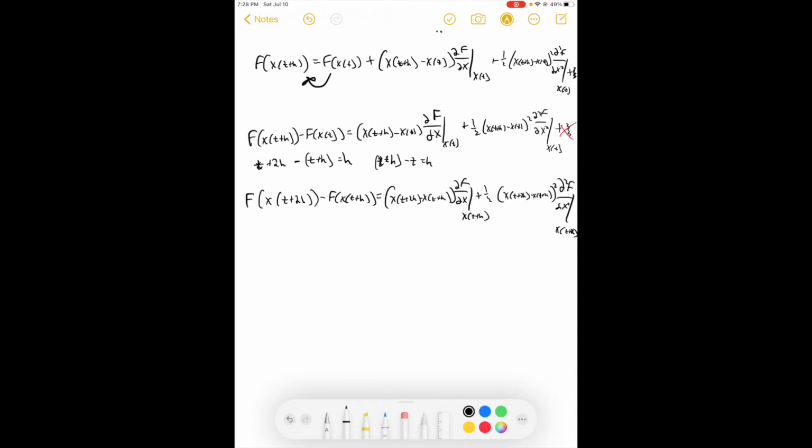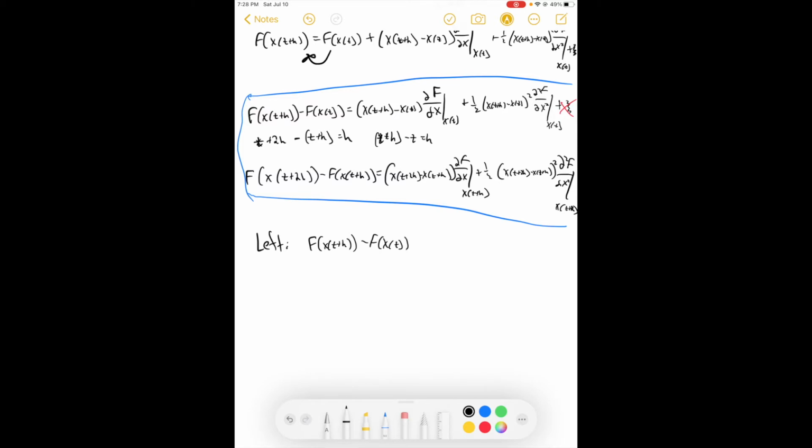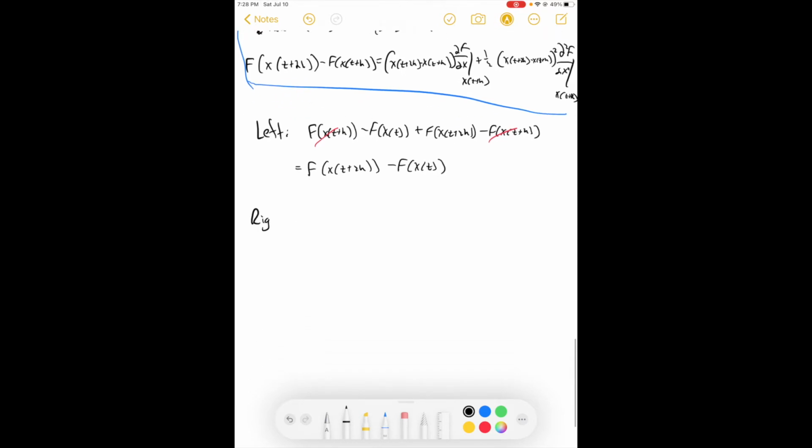Now let's add these two together. We're adding these two things together here. So on the left, we'd have f of x of t plus h minus f of x of t plus f of x of t plus 2h minus f of x of t plus h. And you guys can see that these two things are going to cancel out. And so we're going to get f of x of t plus 2h minus f of x of t. And on the right, I'm going to write it like this.